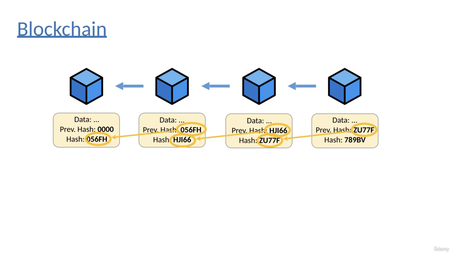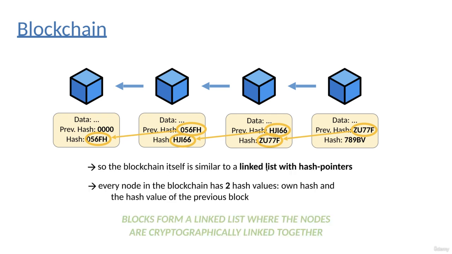So we can come to the conclusion that with the help of these hash values, we can create this linked list like data structure, which is the blockchain itself. So the blockchain itself is similar to a linked list with hash pointers. Every node in the blockchain has two hash values, the own hash value and the hash value of the previous block, and blocks form a linked list where the nodes are cryptographically linked together. Essentially, this is the fundamental structure of a blockchain. I know that it is way more complicated. We are going to talk about how to represent a single node. We are going to talk about tree-like data structures. These are the so-called Merkle trees. We are going to talk about it later.